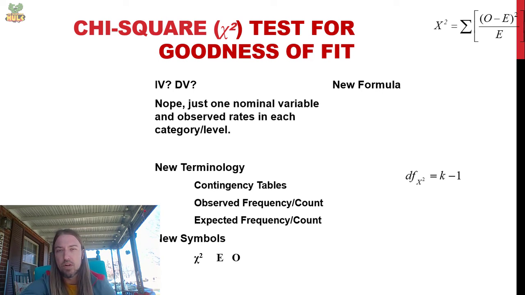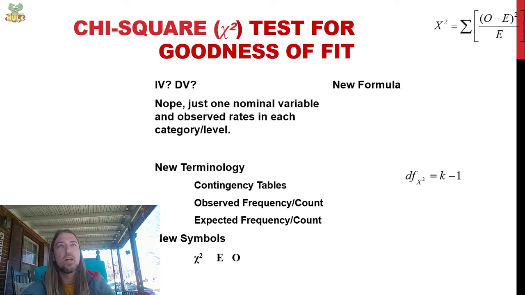Ordinal is going to require a different type of test. We do, as you'll see in a second. There's some new terminology then as well. So not only will we have a new form of degrees of freedom, right? You can see it over there: degrees of freedom with the chi-squared subscript is equal to k minus 1.